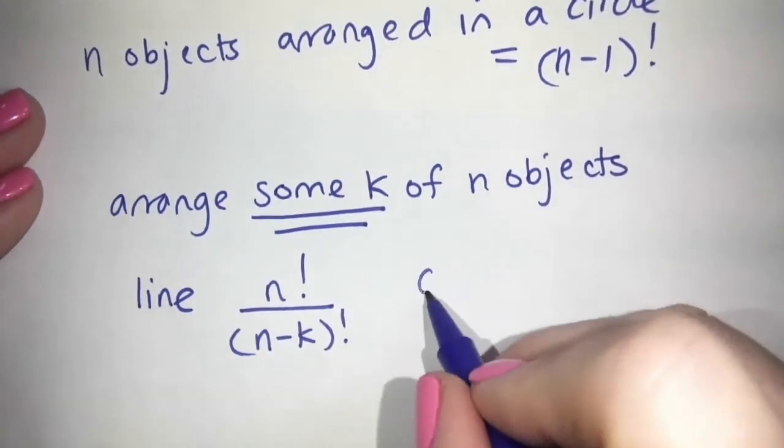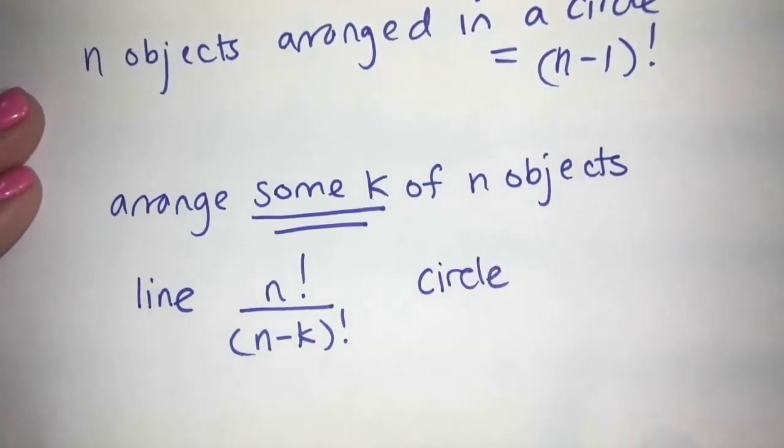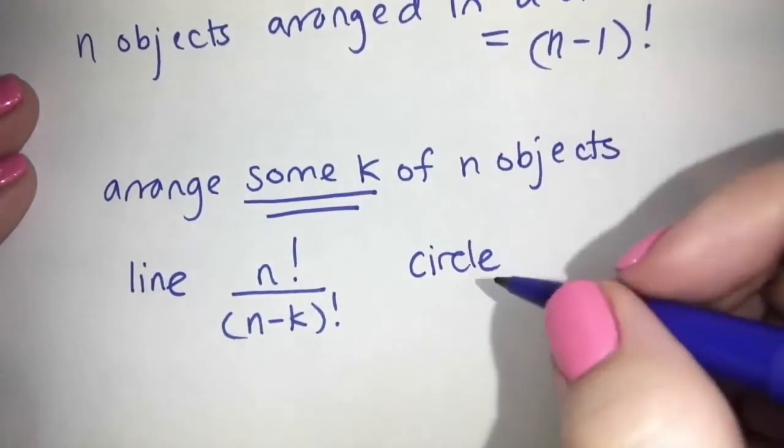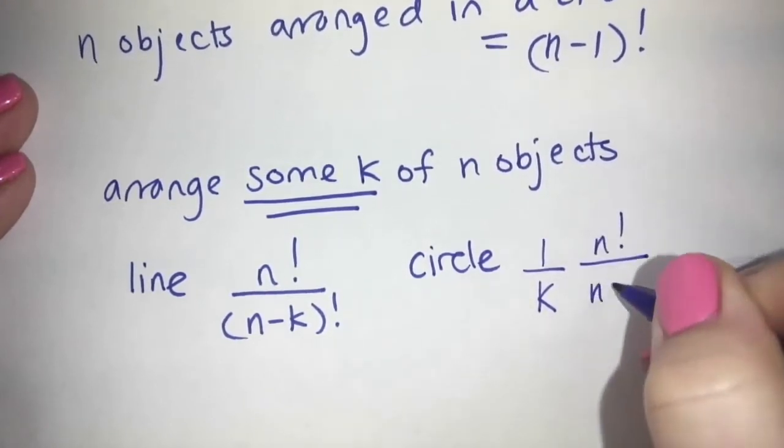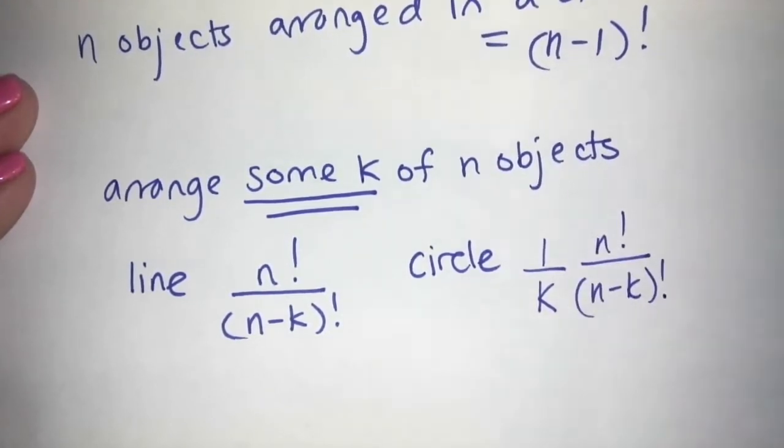Now if we're looking at a circle, arranging some k of n objects in a circle, then all we do is add a 1 over k out in front. And the rest is the same, n factorial over n minus k factorial.